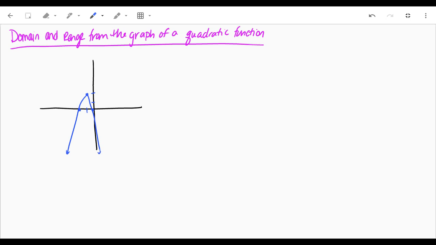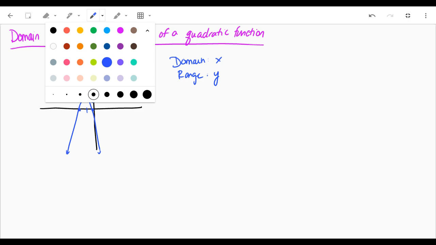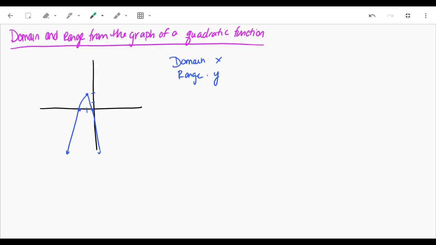Okay, so remember the domain is all of the x values, and the range is all of the y values. So if you were able to make a list of every point on this parabola, the domain would be all of the x values that you used, and your range would be all of the y values that you used. But we know that you can't do that because there are infinite points, and no one's got time to do that, right? So the first thing we're going to do is your domain.